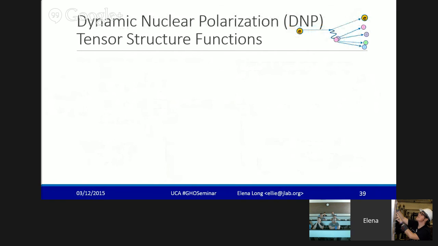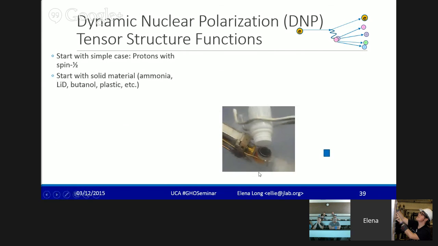So how do we do this kind of polarization stuff? What we're doing in our lab is a technique called dynamic nuclear polarization. So let's start back with protons. We'll start with a simple spin half case. And what we do is we have a solid material that we start with.